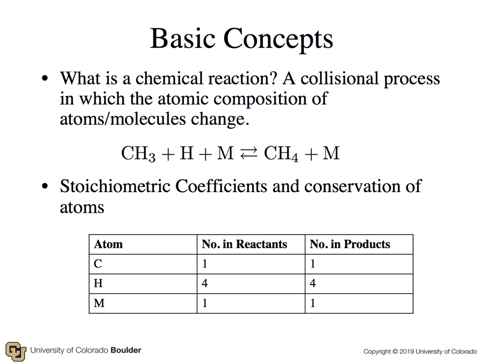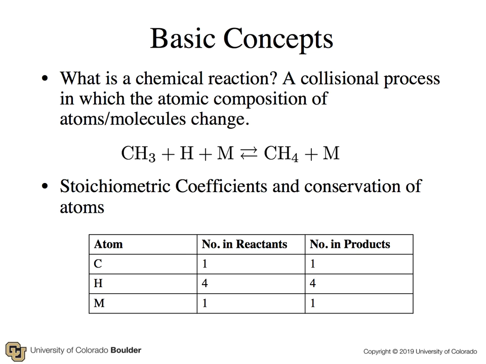So, what is a chemical reaction? Well, it's a collisional process in which the atomic composition of atoms and molecules changes. And here is an example of such a reaction. CH3 is called the methyl radical. Hydrogen atoms are called the hydrogen radical. Both of these are so-called radical species, and we'll get into that in a bit. And M could be any other molecule.